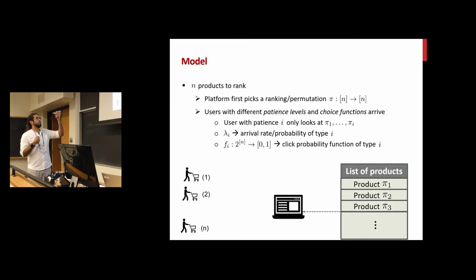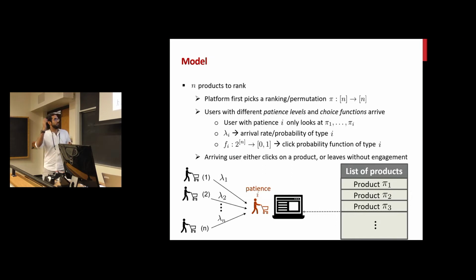So the input to this function is going to be the set that is considered by the user, and the output is the probability of receiving a click given that displayed set. So just make sure we all understand the model. Imagine you have these n different types. A particular customer with patience level i is realized.